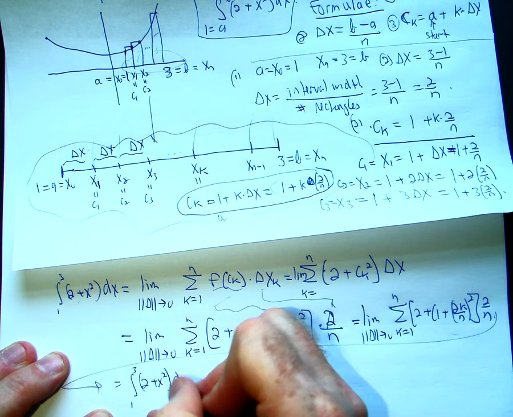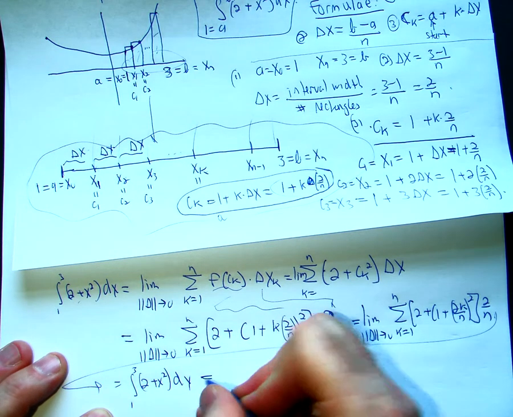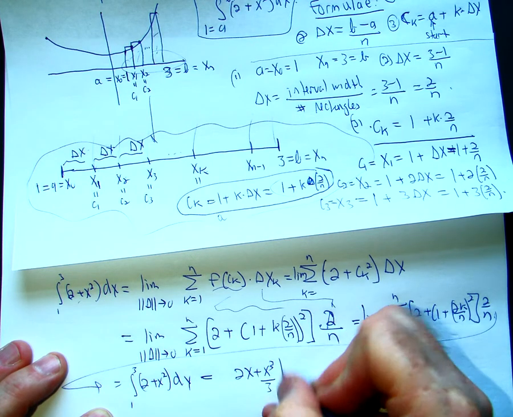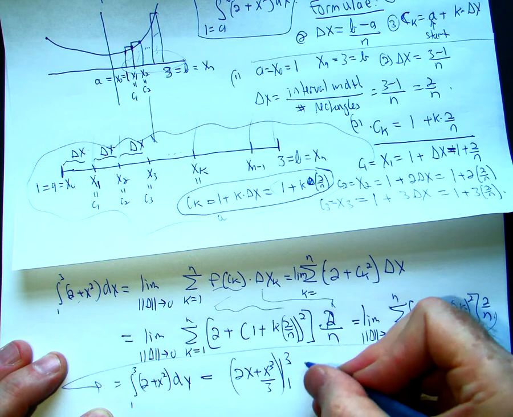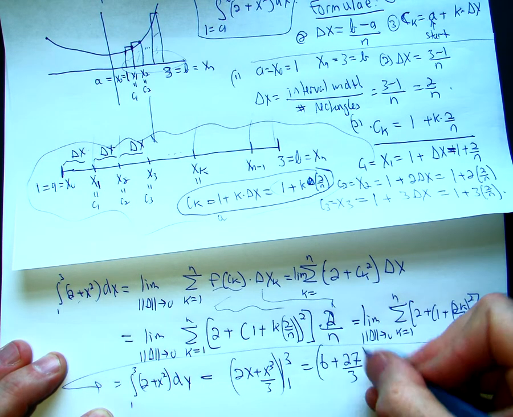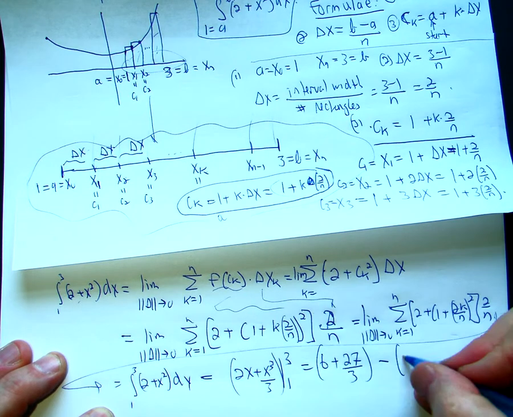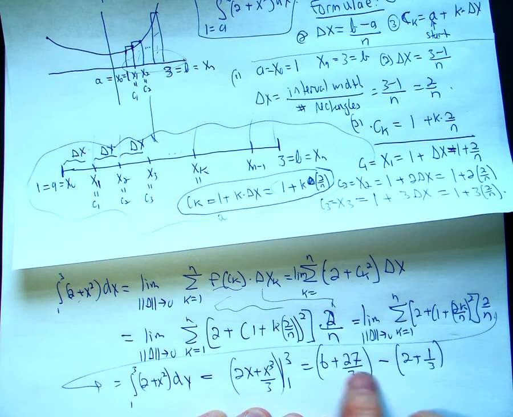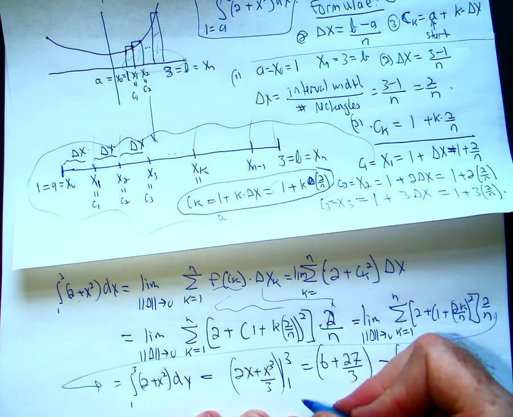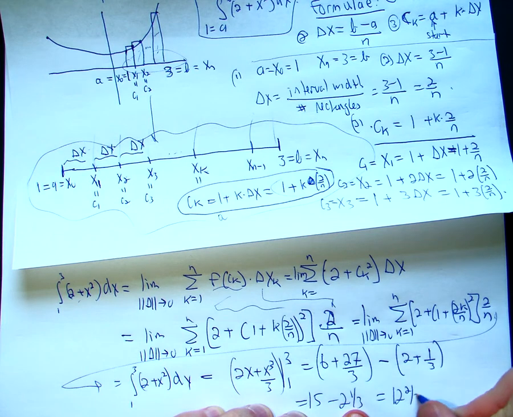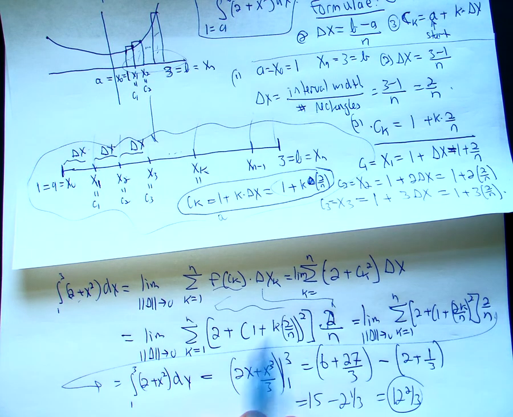If I asked you to evaluate this sum, well, you just integrate this. It's going to be 2x plus x cubed over 3, evaluated at 3 and 1. That's going to be 6 plus 3 cubed, which is 27 over 3, minus 2 plus 1 cubed over 3. This is going to be 15. This is 2 1/3. That's going to be 12 2/3. So this sum is equal to this integral, which we can evaluate, and that gives us 12 2/3.